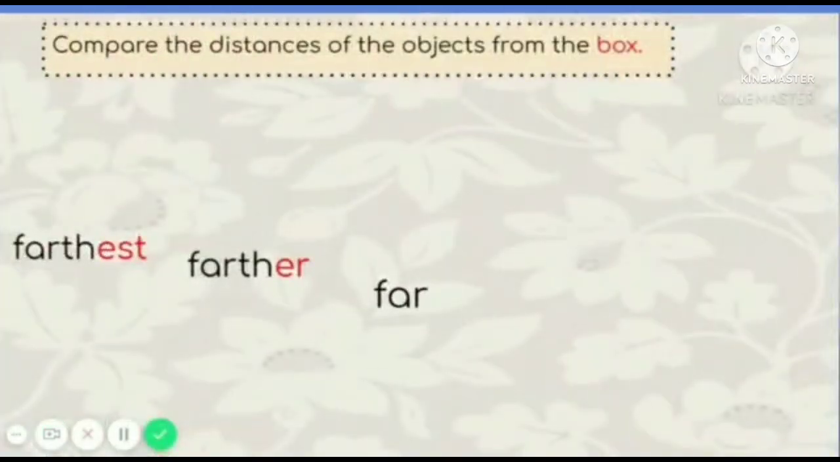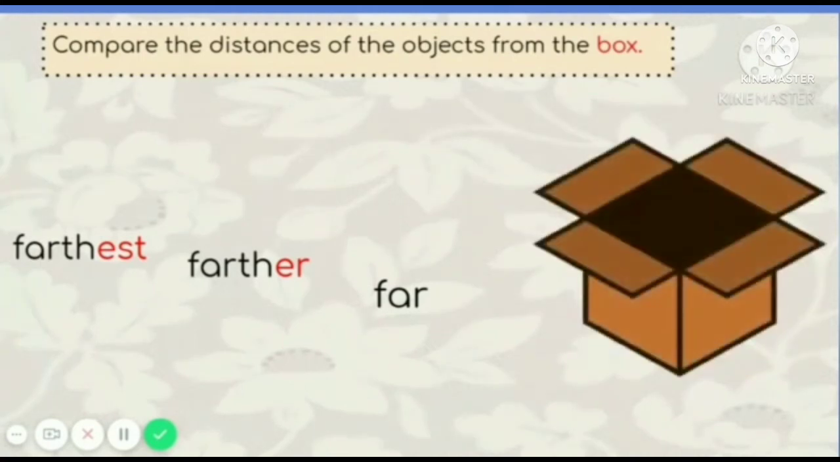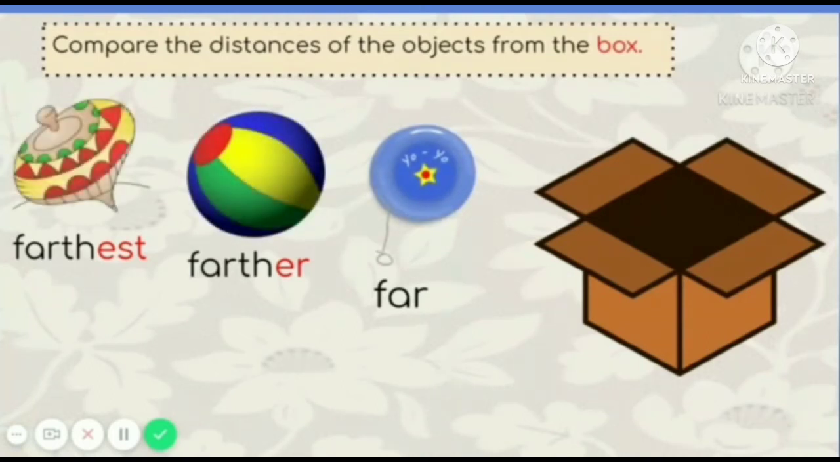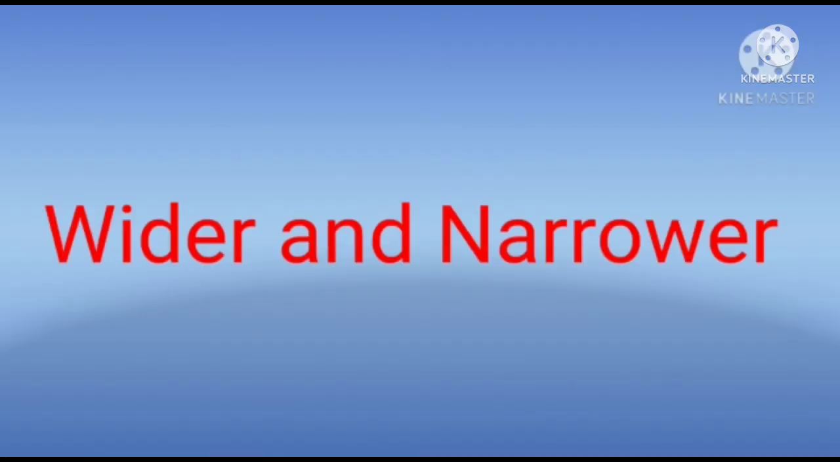Now students, look at one more example. Compare the distance of the objects from the box. Look at the box. Now the balloon is far from the box and the ball is farther from the box. The top is farthest from the box.